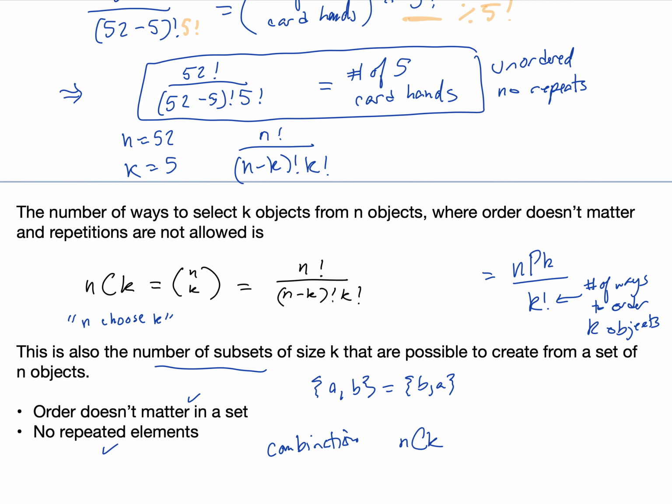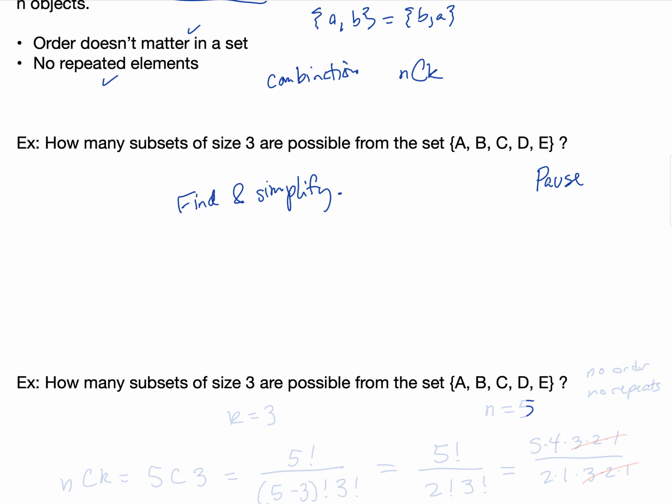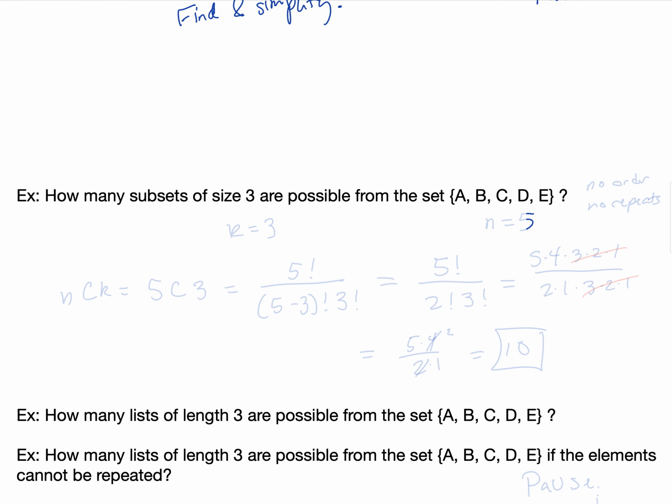So for example, how many subsets of size 3 are possible from the set A, B, C, D, E? I'll just pause briefly. I'd like you to find this using the formula and also simplify your answer. So find and simplify your answer for this problem. Okay, so the number of subsets of size 3 that are possible from the set A, B, C, D, E.